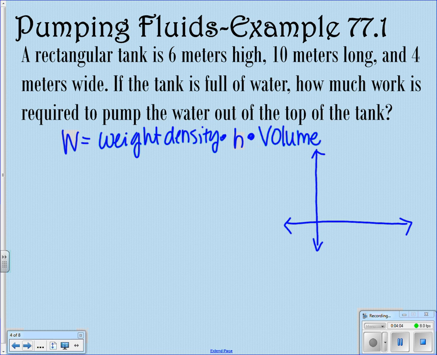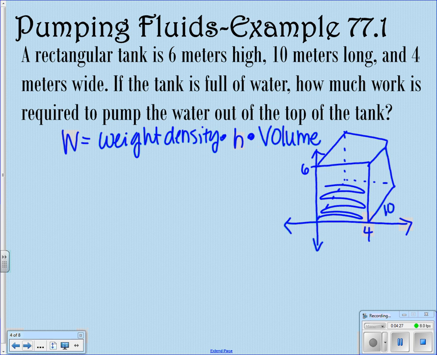And we have a tank that is 6 meters tall, and it's 4 meters wide, and then it goes out 10. There's my tank. And it is completely full of water. So the whole thing is full of water. So that means that when we integrate, we're going to be going from 0 to 6, because our fluid is from 0 up to 6. The weight density of water, anyone remember?